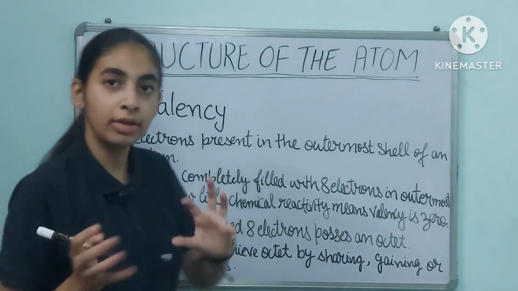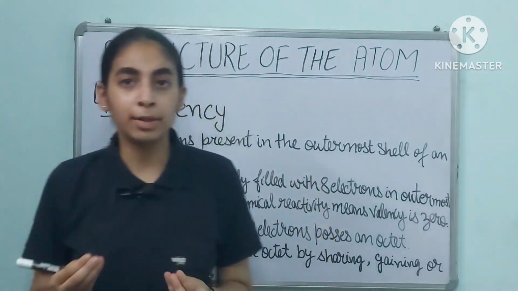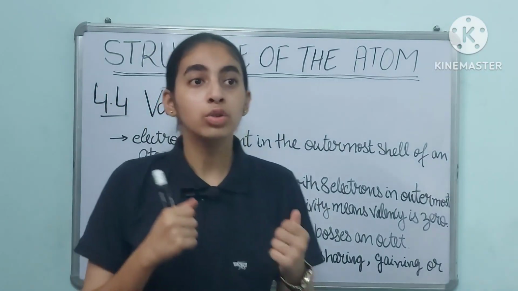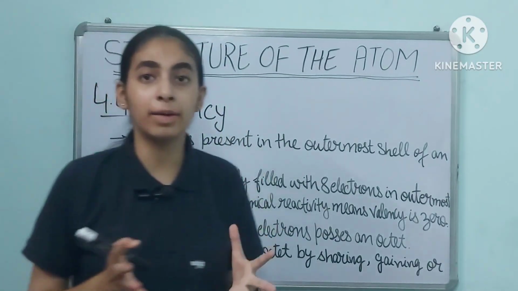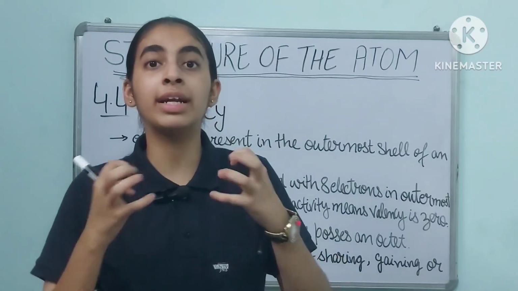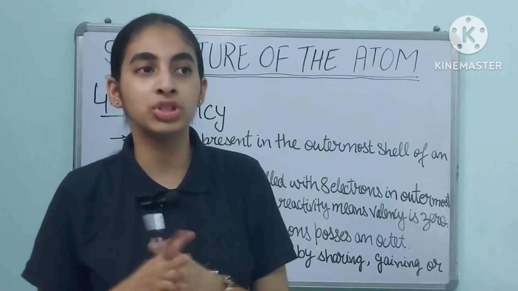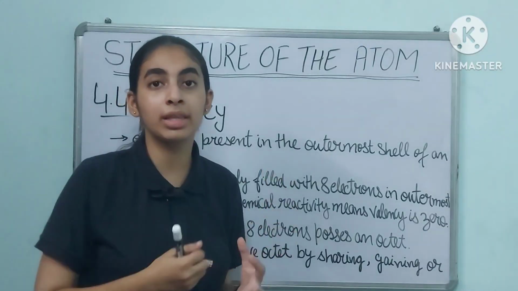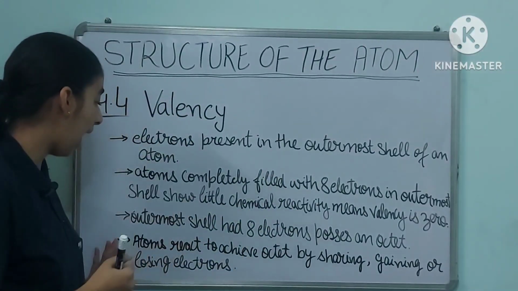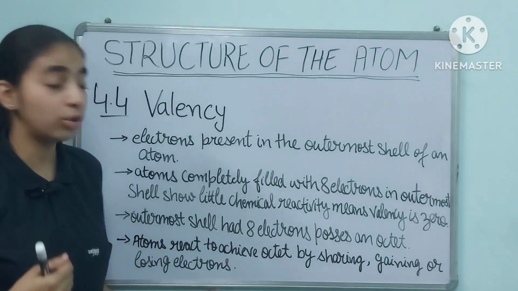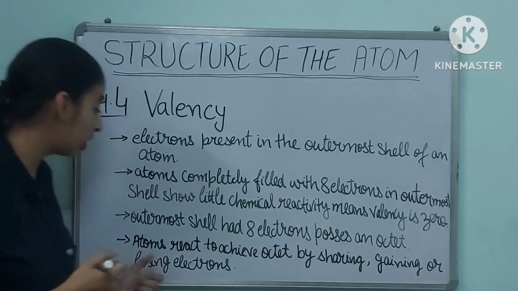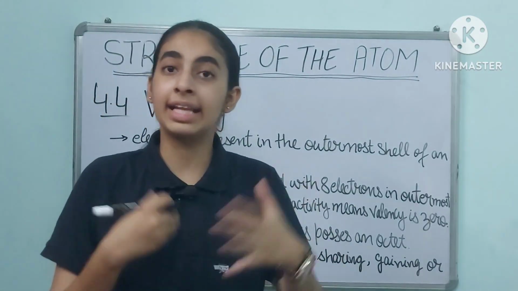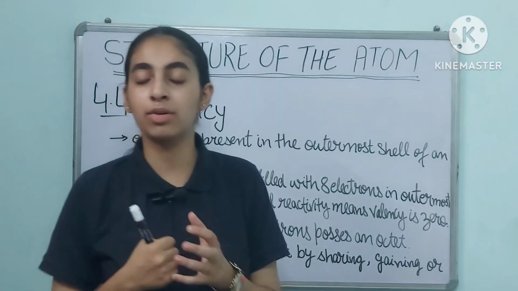I told you that every atom needs to be stable. Atoms say that we need stability. So every atom of an element thinks that we need an octet. We have to complete the outermost shell. What do they do to complete the outermost shell and become stable themselves? Our atoms react. How do they react to achieve this? By sharing, gaining or losing electrons. Yes, atoms share electrons, they gain electrons, or they lose electrons.